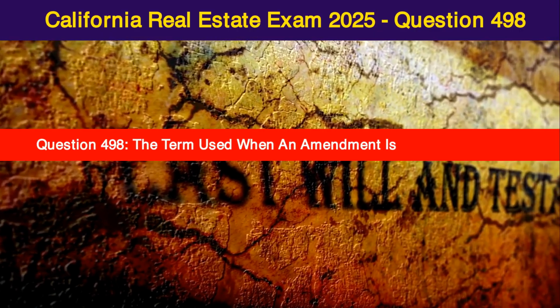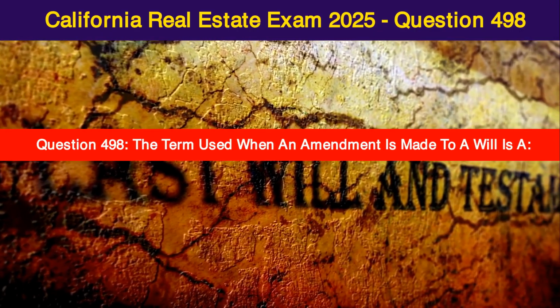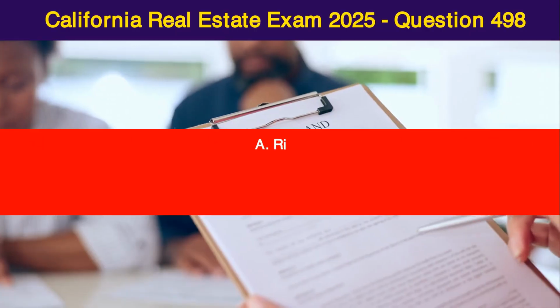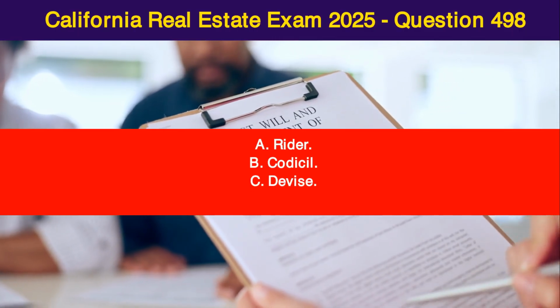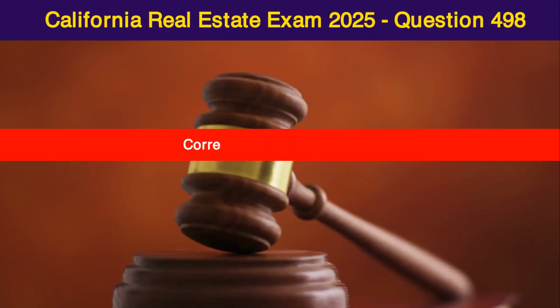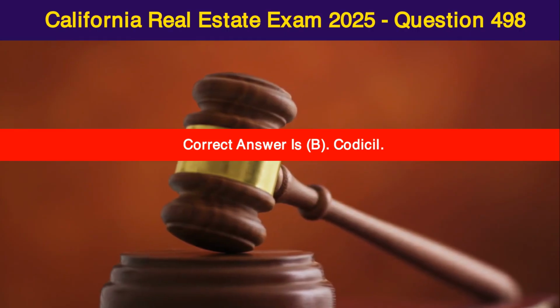Question 498. The term used when an amendment is made to a will is A. Rider, B. Codicil, C. Devise, D. Probate. Correct answer is B.